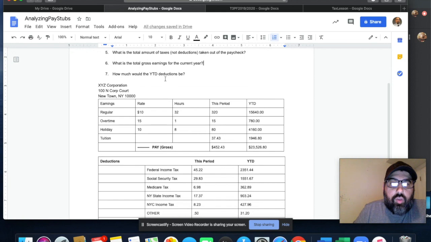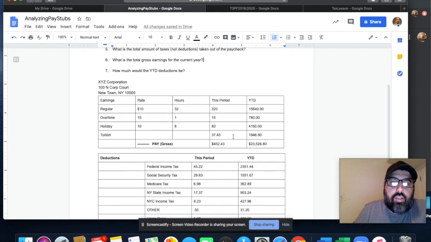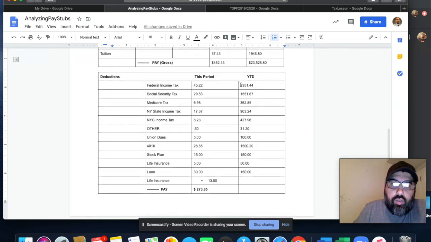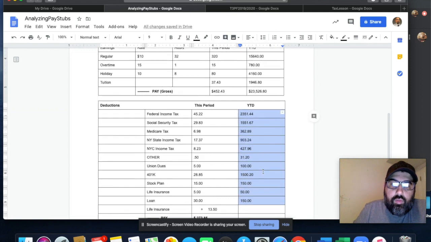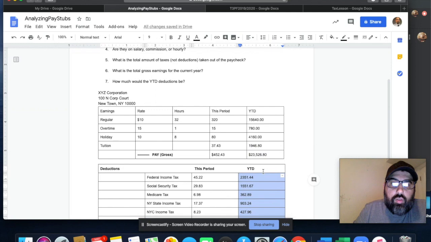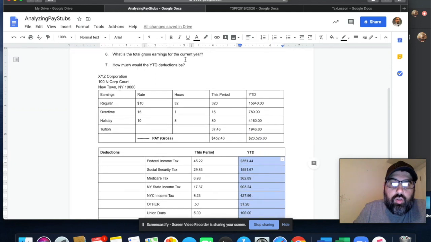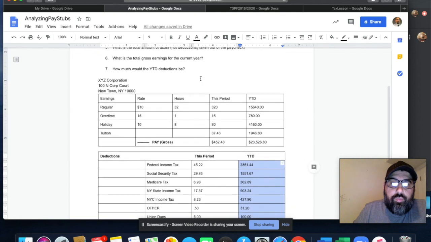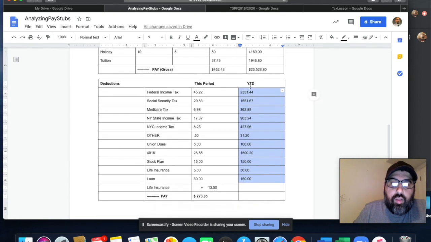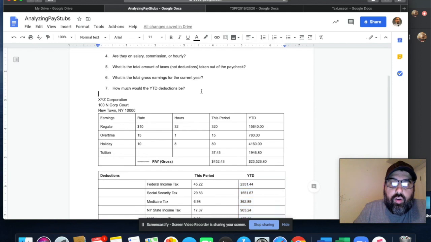Okay, how much would the year-to-date deductions be? This one you're going to have to do a little bit of math, and you will add these things up. Okay, you're going to find out what the deductions are going to be. All right, so total gross earnings for the current year are going to be here. How much would the year-to-date deductions be? Year-to-date deductions right here. So you're going to add these numbers up. That's going to be your answer for number 7.